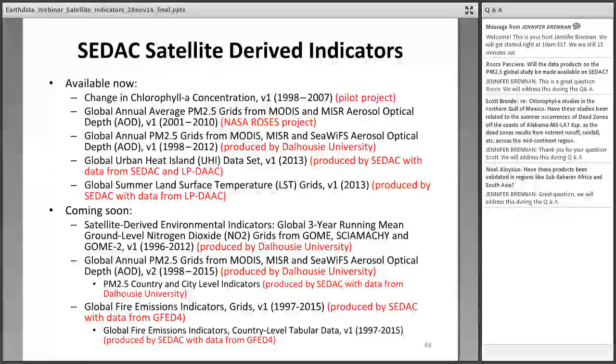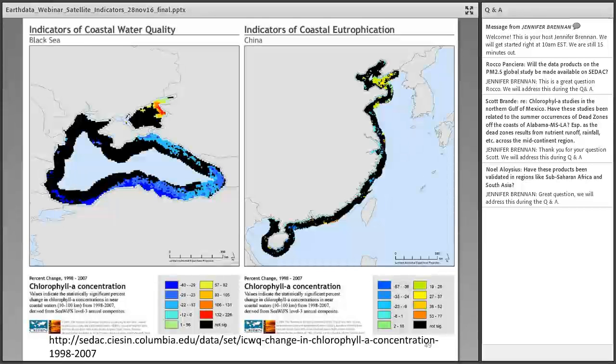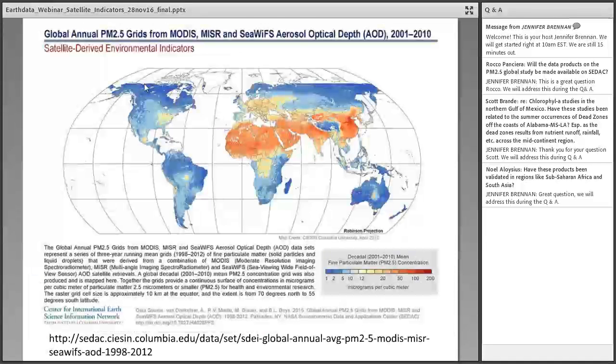The same we'll be doing for global fire emissions indicators, and those data are from GFED4, as I mentioned, and we'll be doing country-level indicators. This is the first-generation coastal chlorophyll product, which is available at the URL you'll see at the bottom of the screen. Some of the patterns I already described to you earlier in the NASA ROSES project description. This is the PM 2.5 grids and a snapshot for 2001 to 2010, a decadal snapshot, and you see the very high concentrations in India and China, and parts of Africa.